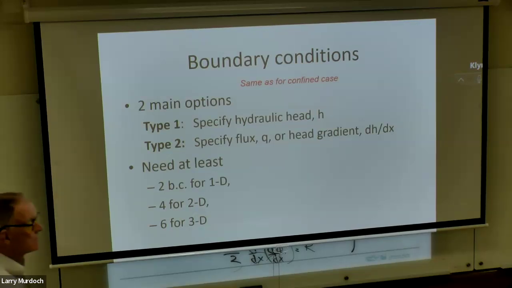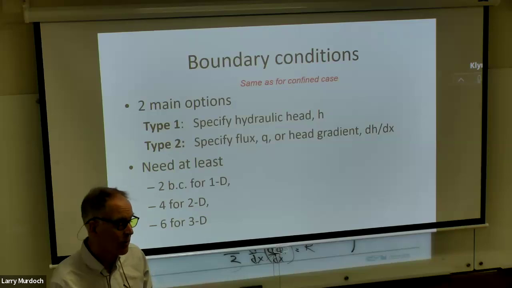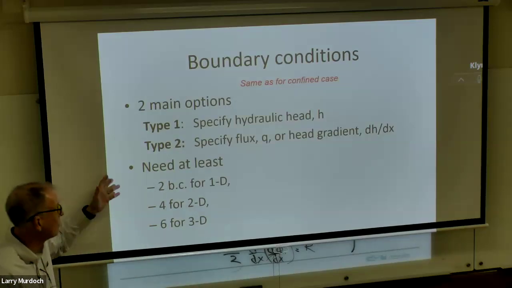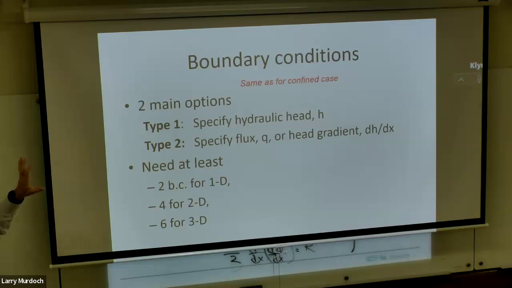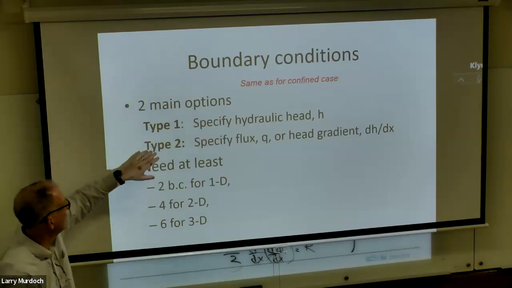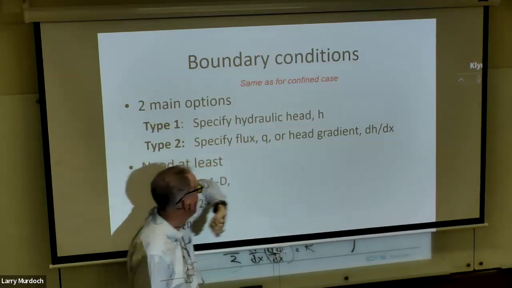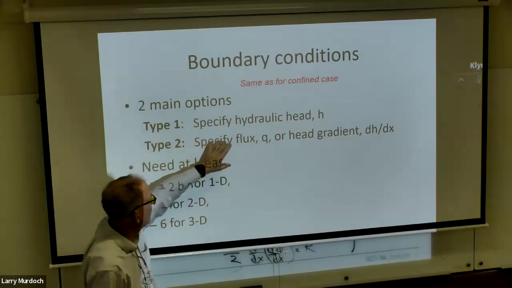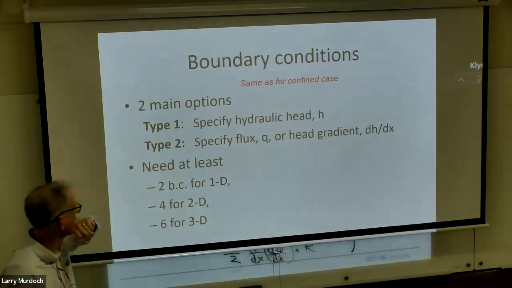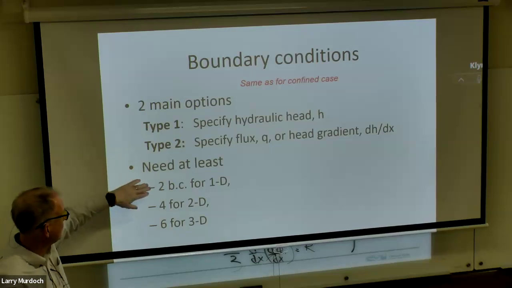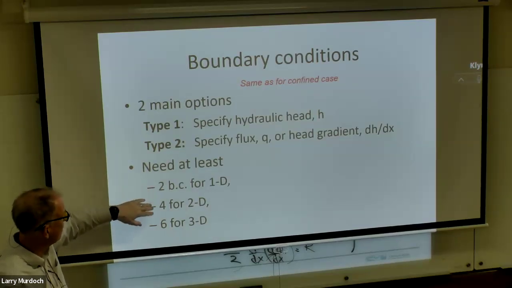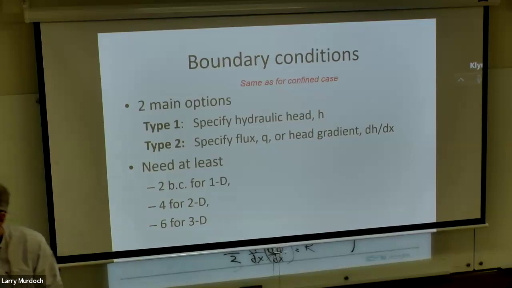The strategy that we'll use to solve this is that it turns out we can use a similar approach for solving that basic equation, and then we'll need boundary conditions. The boundary conditions for this case are essentially the same as the boundary conditions that we had for the first case. So we have a type 1 condition where we would specify the hydraulic head, and a type 2 where we would specify the flux or the hydraulic head gradient. And we need at least 2 of them for a 1D problem.